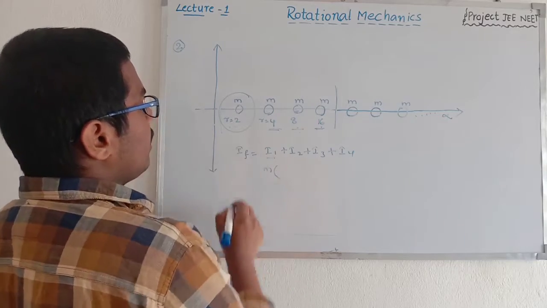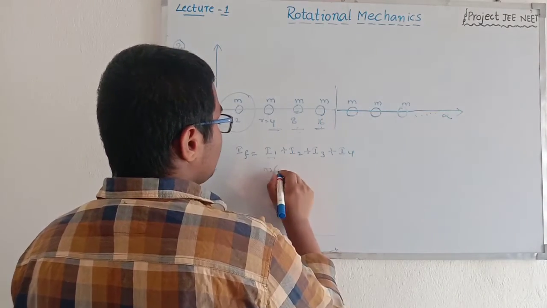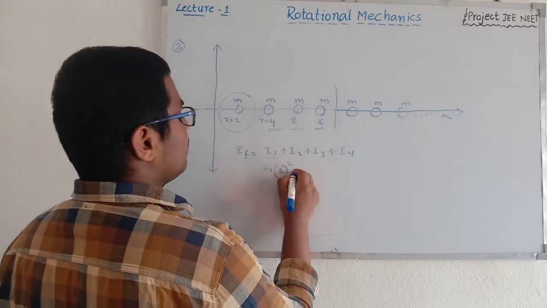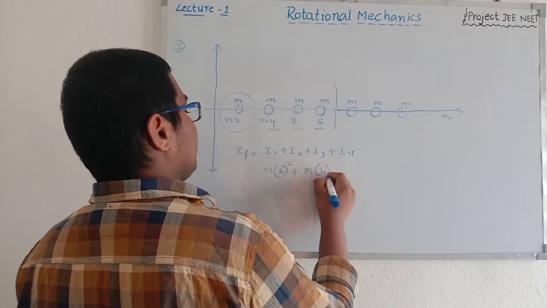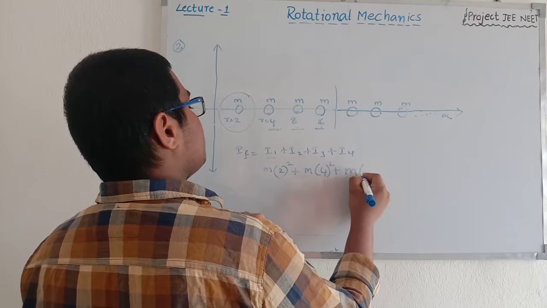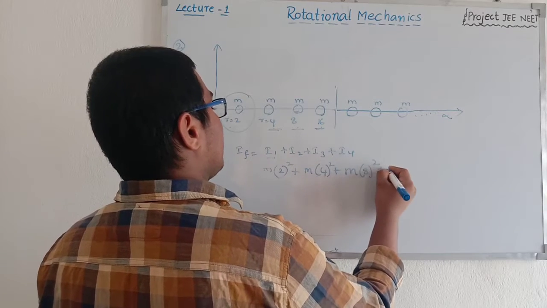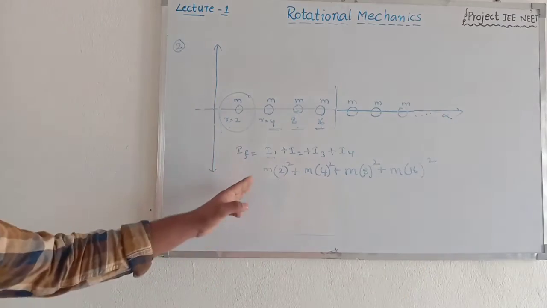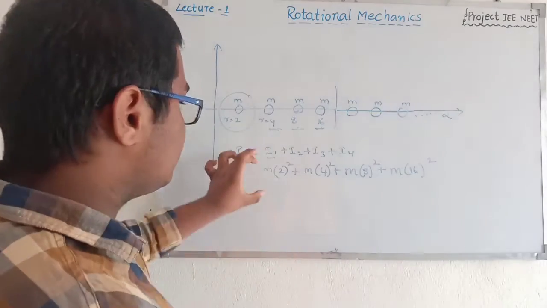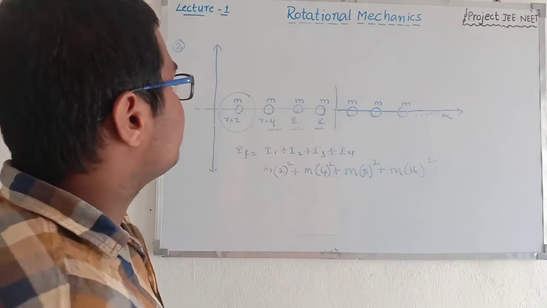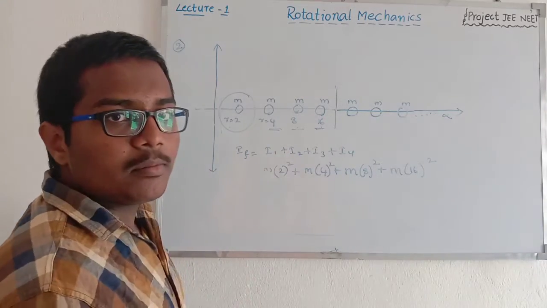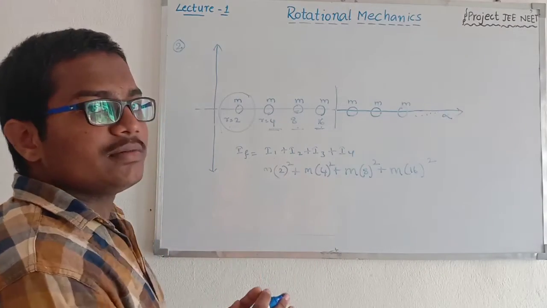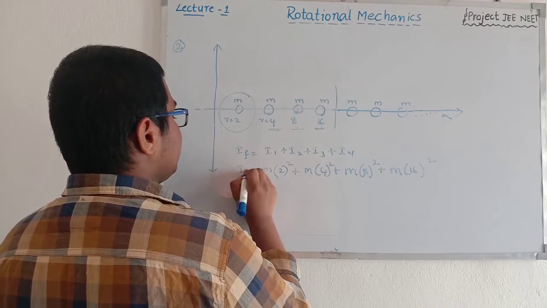M into r. R is given as 2. 2 square. I1 is m into 2 square, plus I2 is m into 4 square, plus I3 is m into 8 square, I4 is m into 16 whole square. So here, this is the major structure of calculating for n number of bodies, n number of rigid bodies. The total system must be taken as a single system and the final I is calculated in this manner.